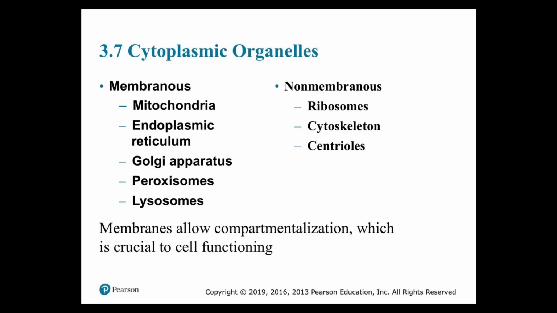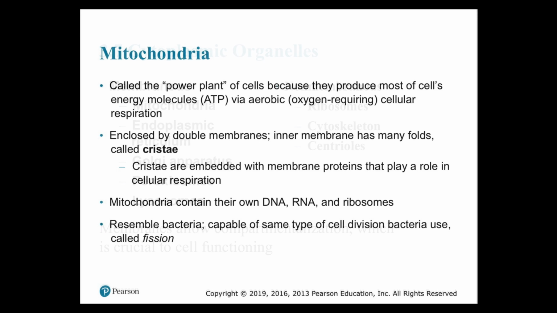So what's the purpose of a membrane? It allows for compartmentalization, which is crucial to cell functioning. Let's start with the mitochondria. Mitochondrion is singular, mitochondria is plural. It's the powerhouse of the cell because it produces most of the cell's energy molecules in the form of ATP, and it does it using oxygen. So it's an aerobic process called aerobic cellular respiration.